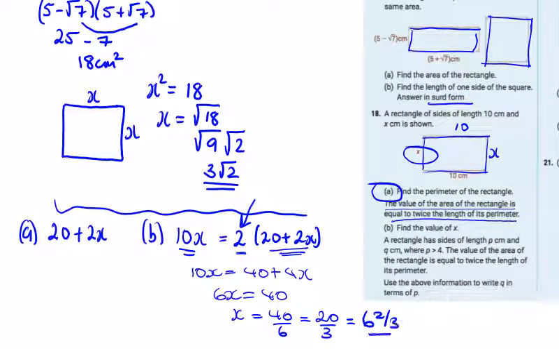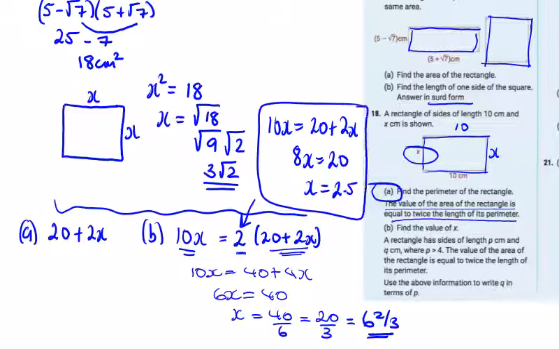If you eliminate the 2, you get 10x is equal to 20 plus 2x. So you get 8x is equal to 20, x is equal to 20 over 8, which is 2.5, which is the answer in the book. But from what they've given us, this to me seems to be the answer.